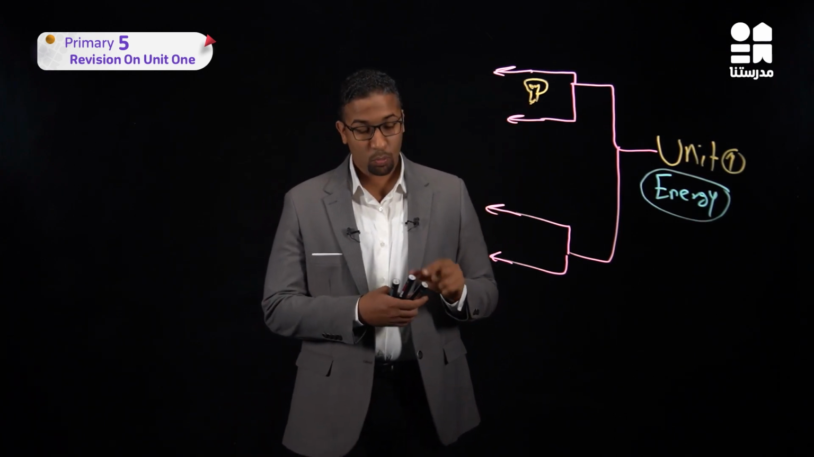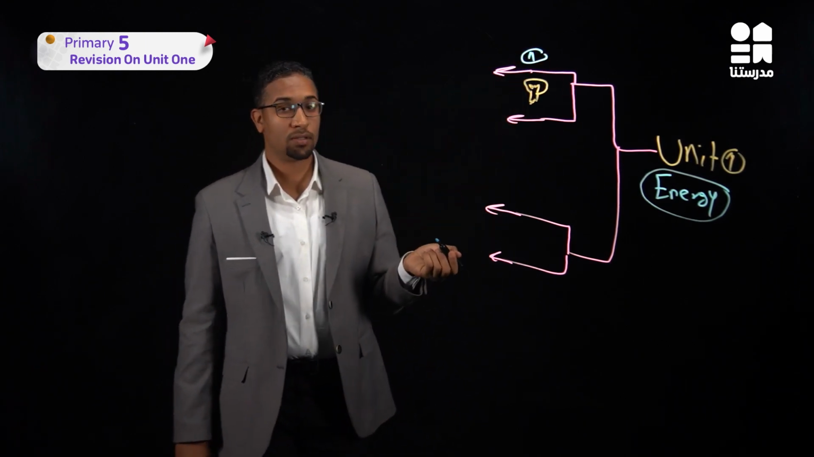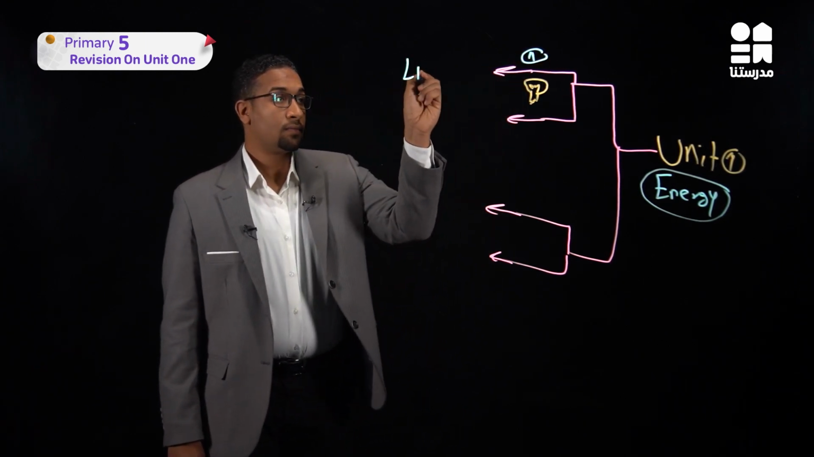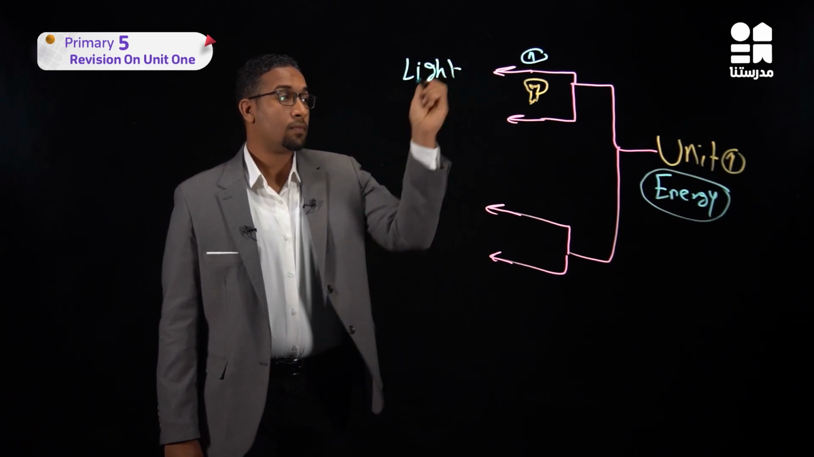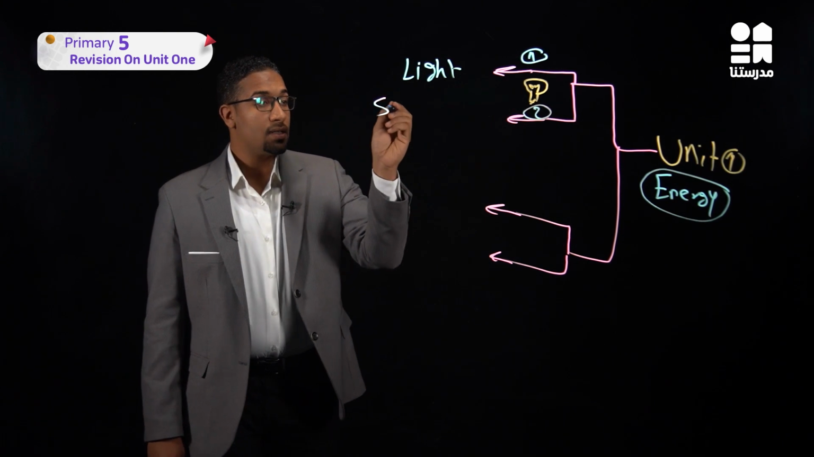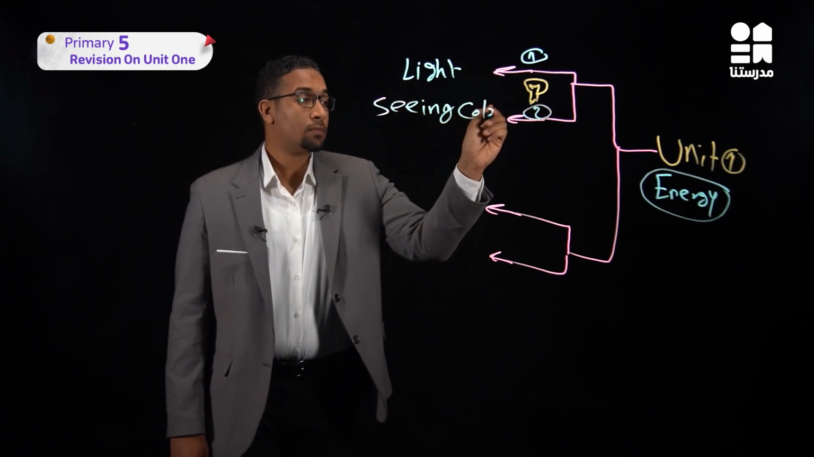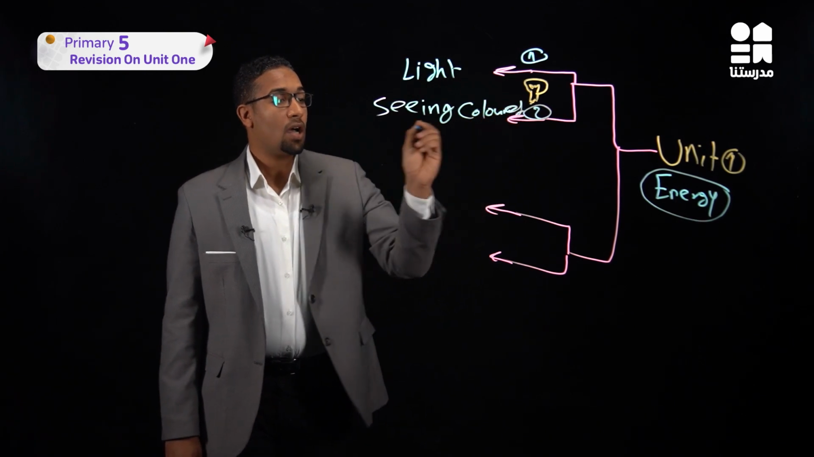And lesson number 1 is called what? First lesson is called light. And lesson 2 is called seeing colored objects.